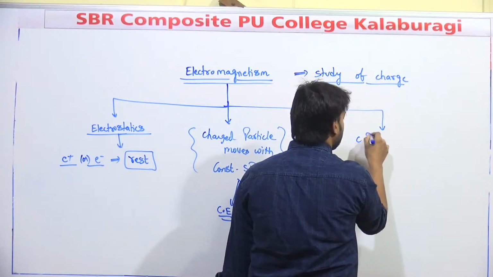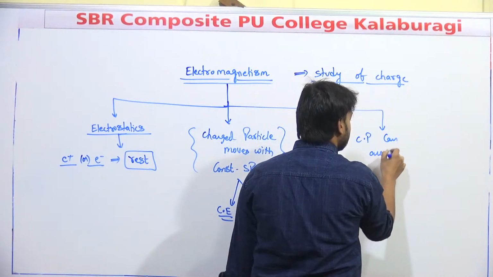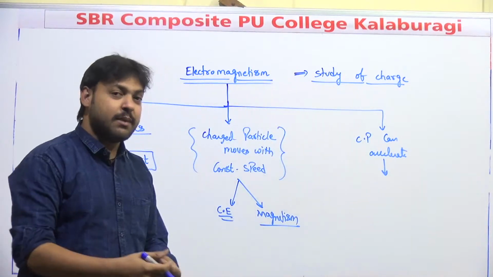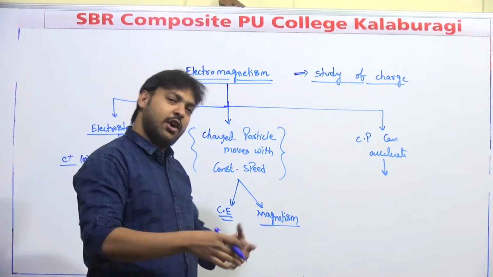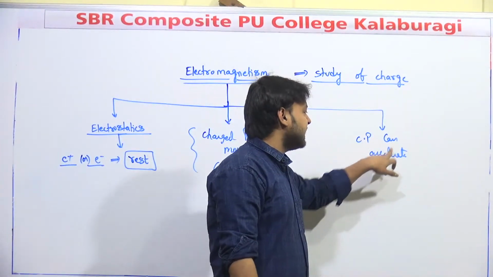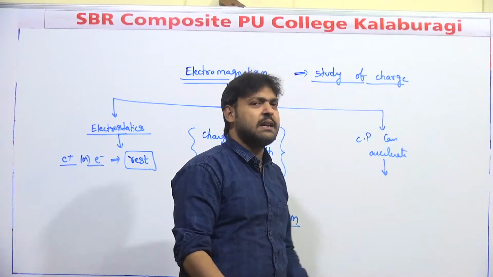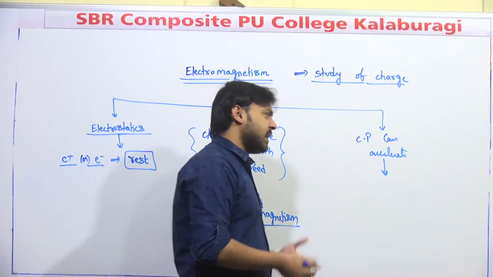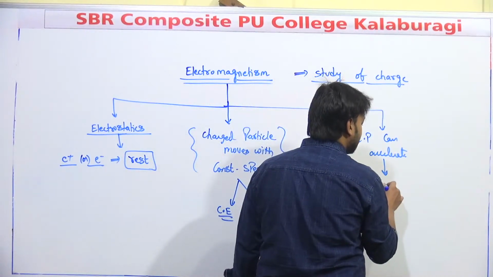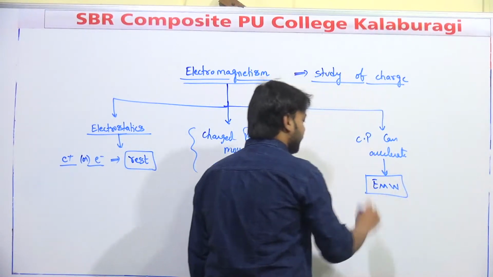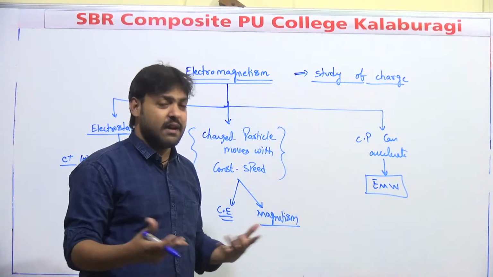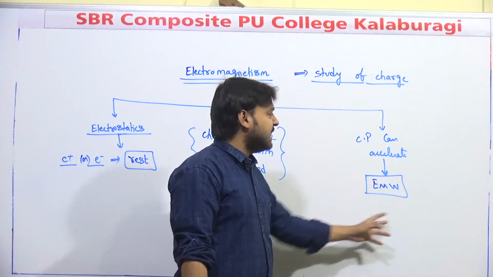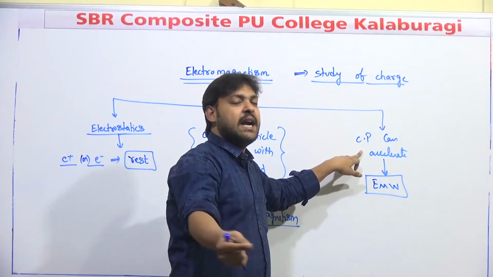Third part, a charged particle can accelerate. Whenever a particle accelerates, it will lose some energy. Not only a charged particle, whatever the particle it might be, if it accelerates, energy will be lost. That topic we study in electromagnetic waves. We divide it into different spectrum, different wavelengths, different rays, all based on the energy at that particular level.